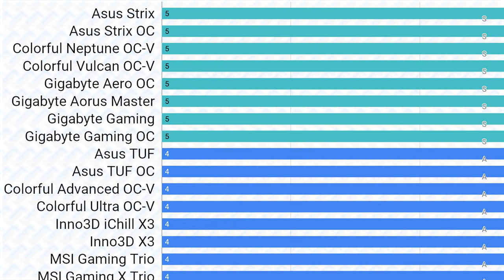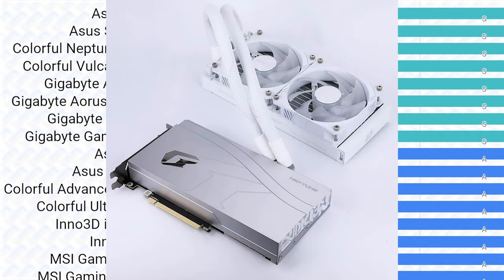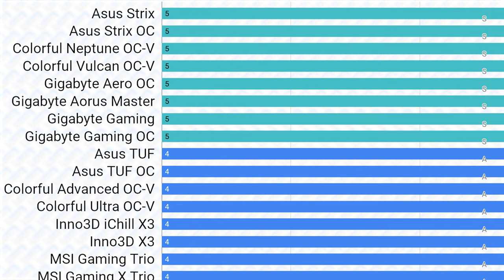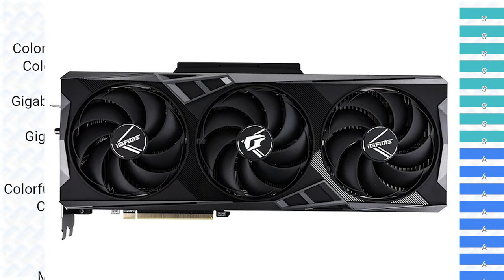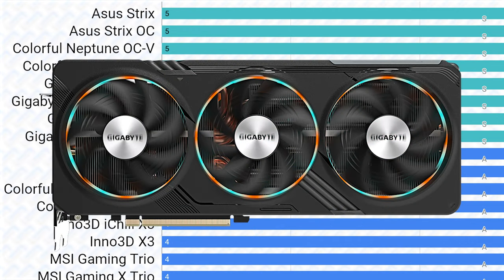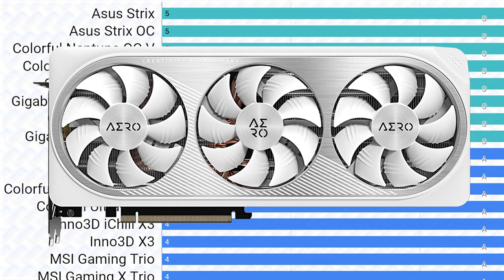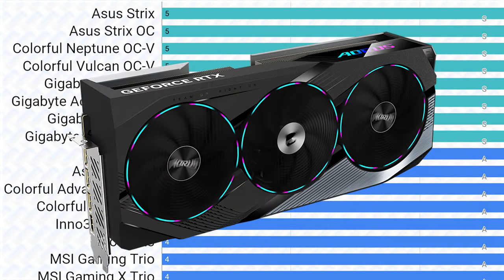But based on the past Strix cards, they are for sure going to be some of the highest power limit cards. The Colorful Neptune is for sure the best cooled RTX 4070, with it being the only water-cooled card. But the necessity of water-cooling an RTX 4070 is questionable at best. So the other air-cooled version of it, that is the Vulcan, is pretty much as good as it gets. Gigabyte also puts massive coolers on their Gaming OC and Aero OC cards, only beaten out by their Aorus Master card.